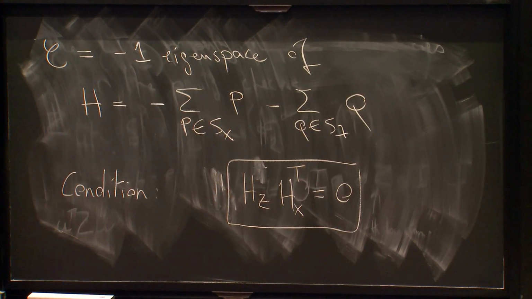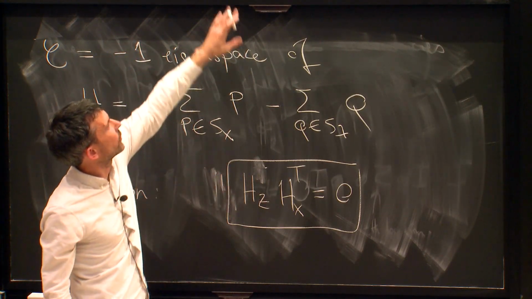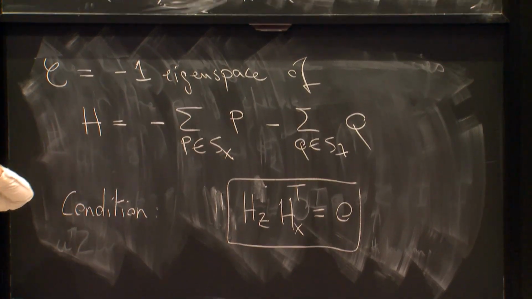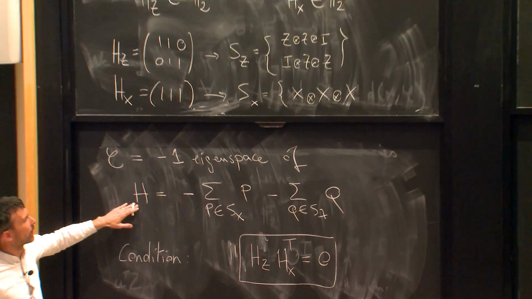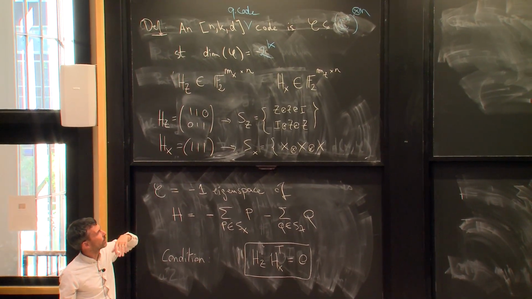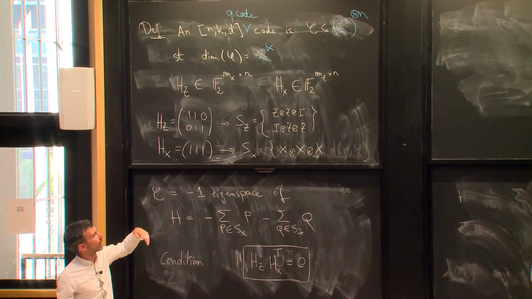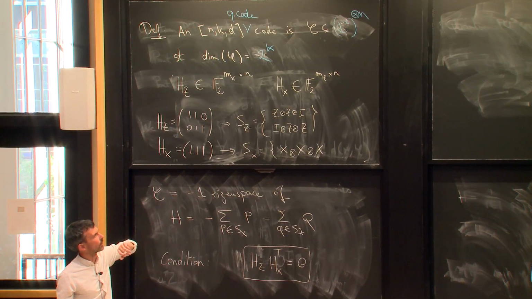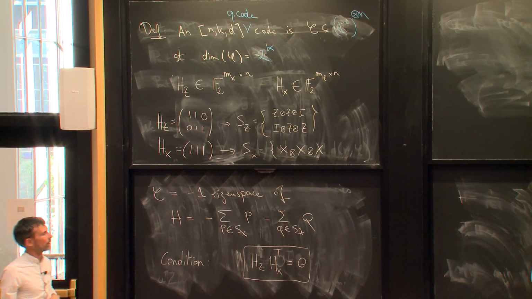Under that condition, I have a code, in the sense that this condition is equivalent to all the matrices here commuting. If they commute, I can easily show that this is going to have a -1 eigenspace, and its dimension, if all my rows are linearly independent, will be 2 to the n minus the number of rows. So here I get something of dimension 1 in the case of this example.